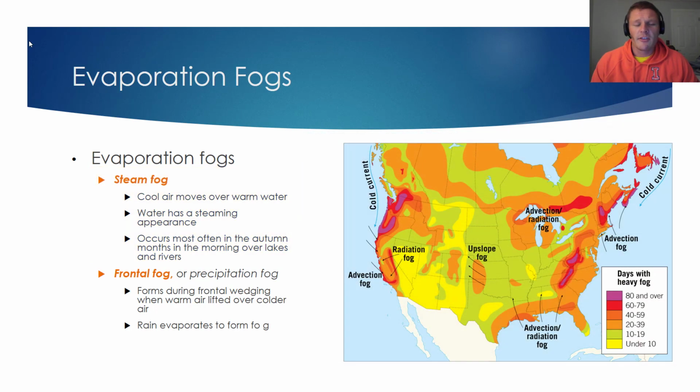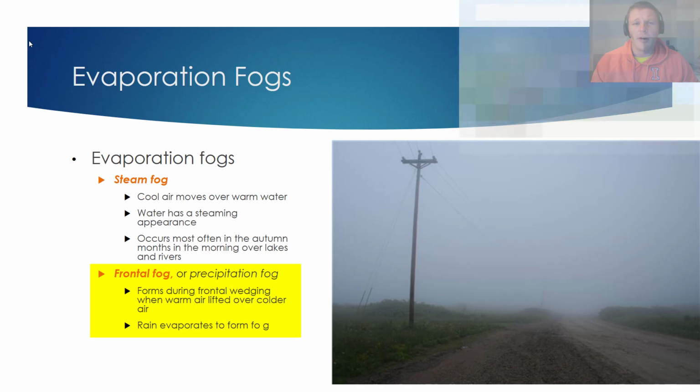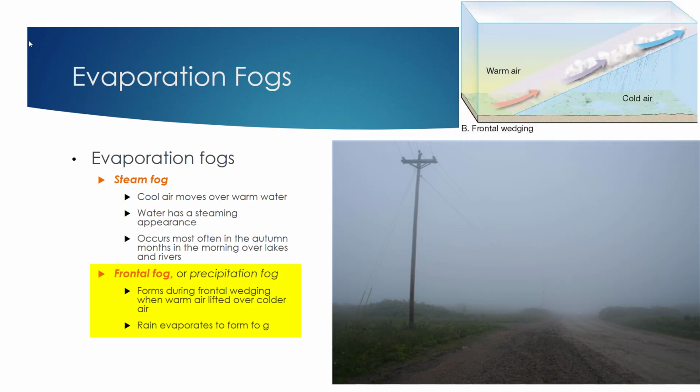The second type of fog that's considered an evaporation fog is what's known as frontal fog. And what's really interesting about frontal fog is that it occurs through the process of frontal wedging. This picture shown on the screen is probably familiar to you. We know that warm air is less dense than cold air, so if cold air runs into warm air, the warm air will get forced aloft. When that warm air works its way upward into our atmosphere, it can cool adiabatically, form clouds, and those clouds could form precipitation.